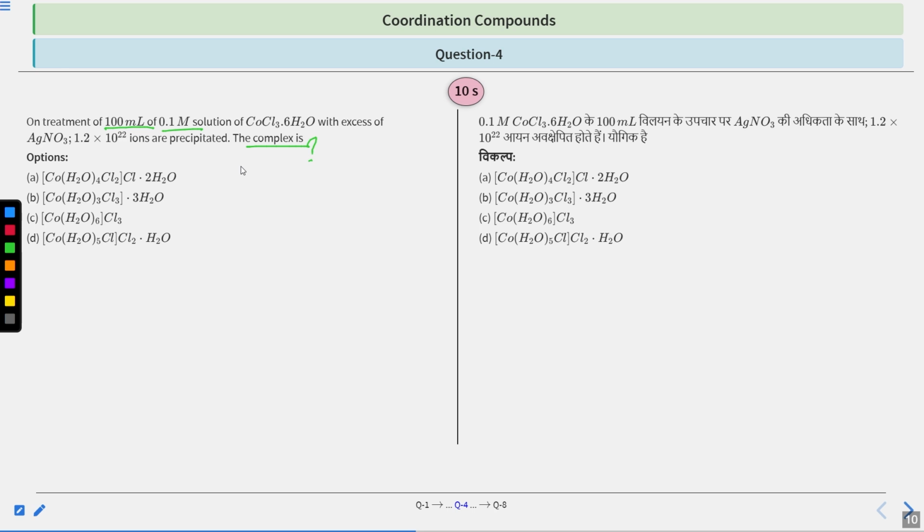We have been given some information that we have a solution of this CoCl3.6H2O which we have treated with excess of AgNO3 and we get this much amount of ions. So what will be the complex? Options are [Co(H2O)4Cl2]Cl.2H2O, [Co(H2O)3Cl3].3H2O, [Co(H2O)6]Cl3, [Co(H2O)5Cl]Cl2.H2O. You have 10 seconds to solve this question. After that, you will see the answer.